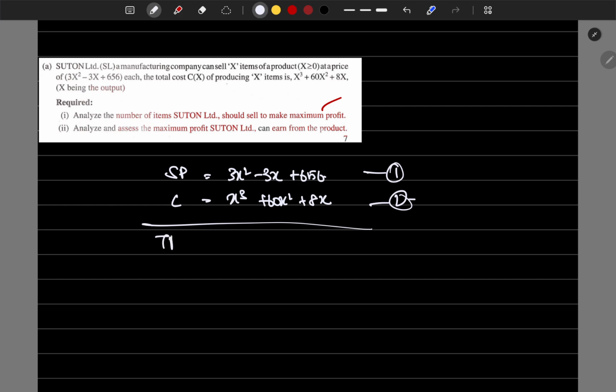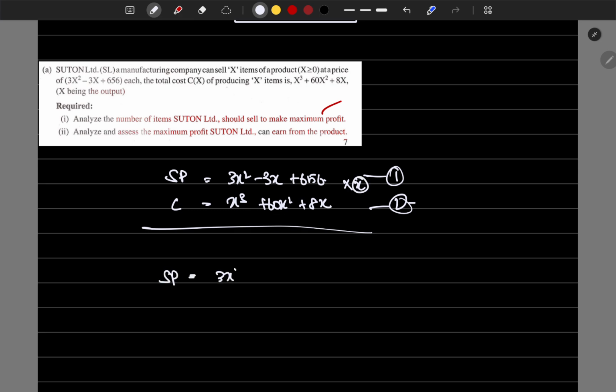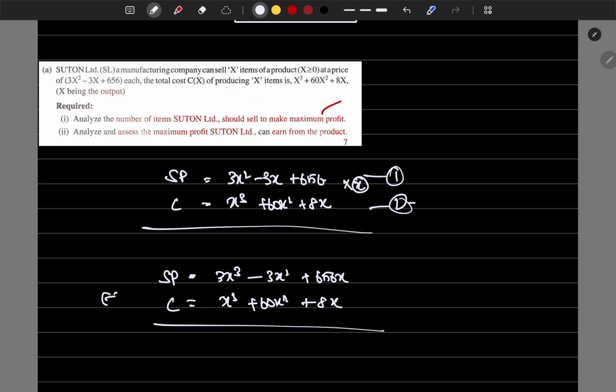To calculate the total profit, we have to set these two equations similar, because one is in cube and one is in square, so we can't directly compare the values. So what we have to do is multiply this value by x. SP is equal to 3x cube, it will become 3x square, and 656x. Cost remains the same: x cube plus 60x square plus 8x, minus it.